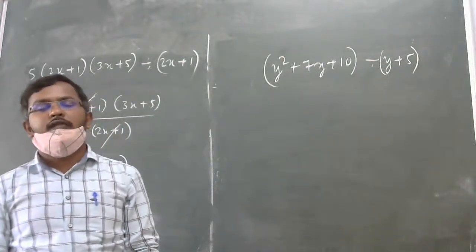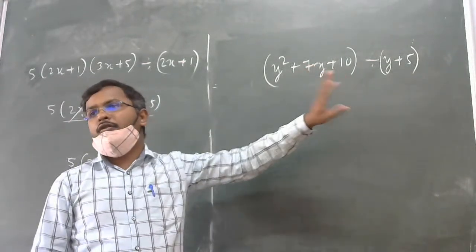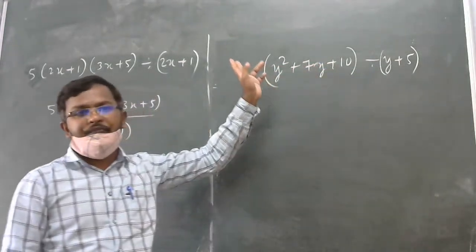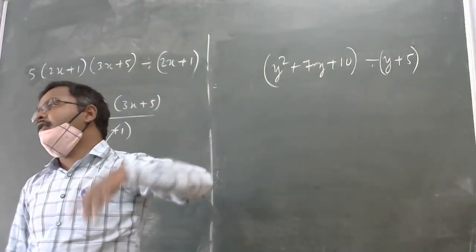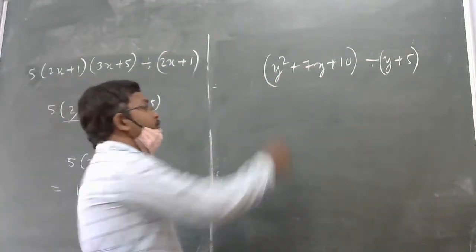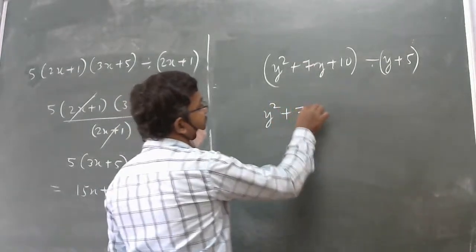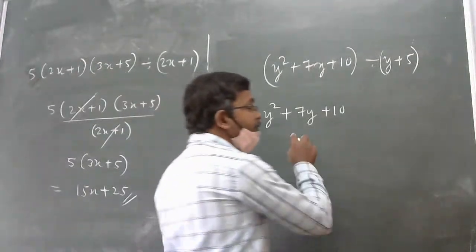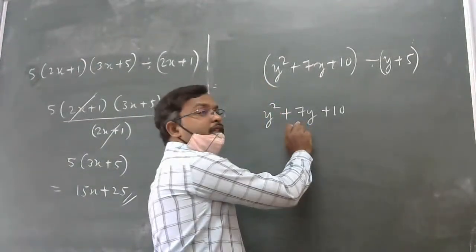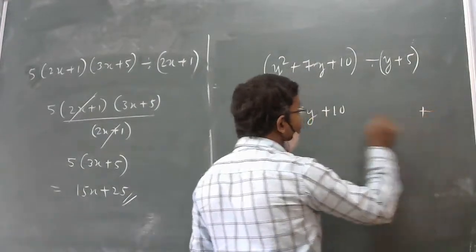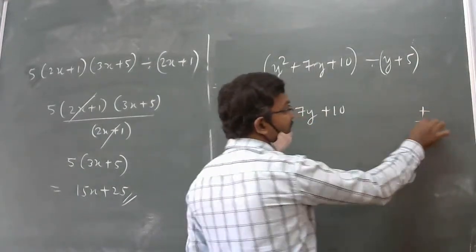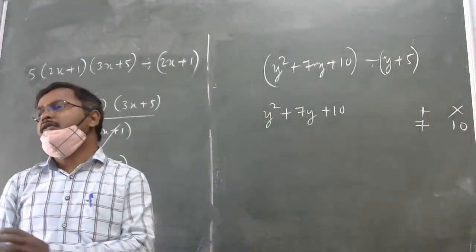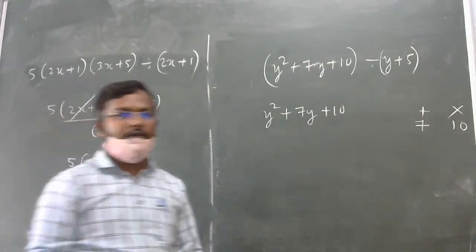So in order to factorize this one, a plus b whole square we cannot use, a minus b whole square we cannot use, and also we cannot take anything common. So then which identity you have to use there? x plus a into x plus b. So y square plus 7y plus 10, this we need to factorize first. If you are using that identity, the sum of the two numbers should be the coefficient of the middle term, that is 7, and the product should be 10. What are the numbers? 5 and 2.